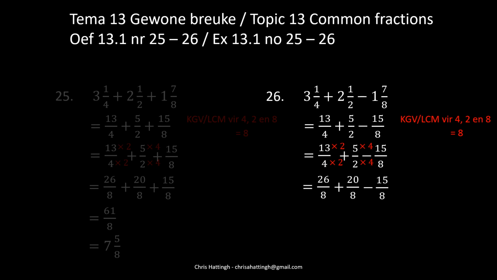And the last fraction is just going to stay the same. So 26 plus 20 minus 15 will give you 31/8. Converted back to a mixed number, it's going to be 3 and 7/8.